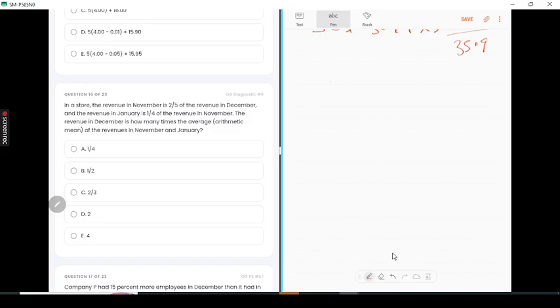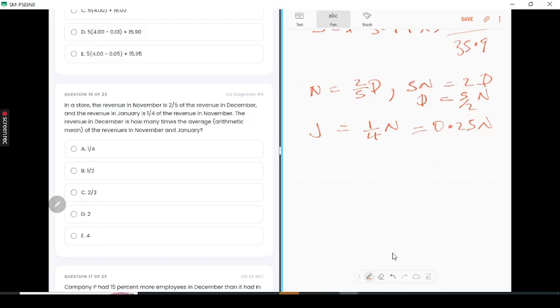So we start this way by saying the revenue in November, n, is 2 over 5 of December. If you work it back, 5n equals 2d. You know, this is cross multiply. So d is 5 over 2n. Then let us work out January. The revenue in January, J, is 1 over 4n. If you work this out, 1 over 4 becomes 0.25n, because 1 over 4 is 0.25.